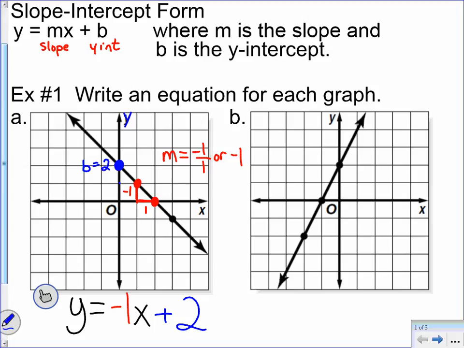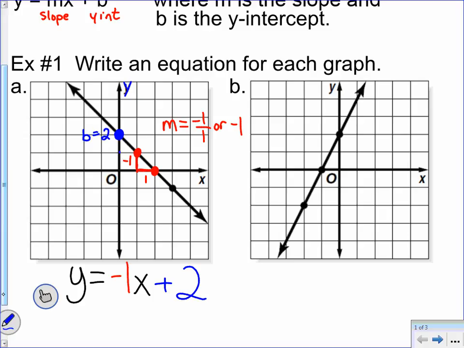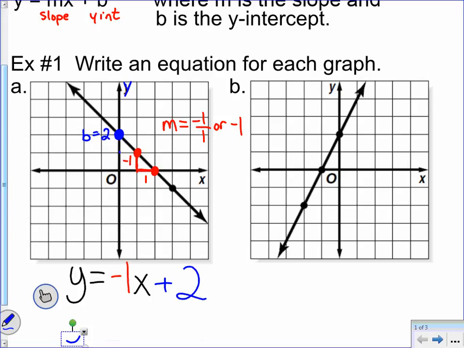Now remember, it's not necessary to write the -1 in front of x. You could simply write y equals, put a negative sign, x plus 2 would also be acceptable.